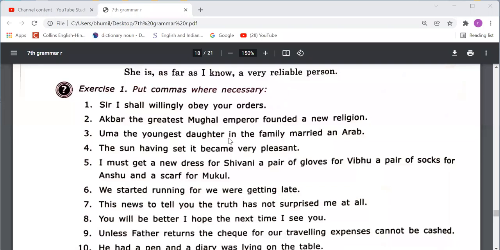Sir, after sir, we need to use comma. Sir, I shall willingly obey your orders. Means that's the addressing word. Sir is an addressing word. That's why we need to put here comma. Very good, right answer. Now, sentence number 2.